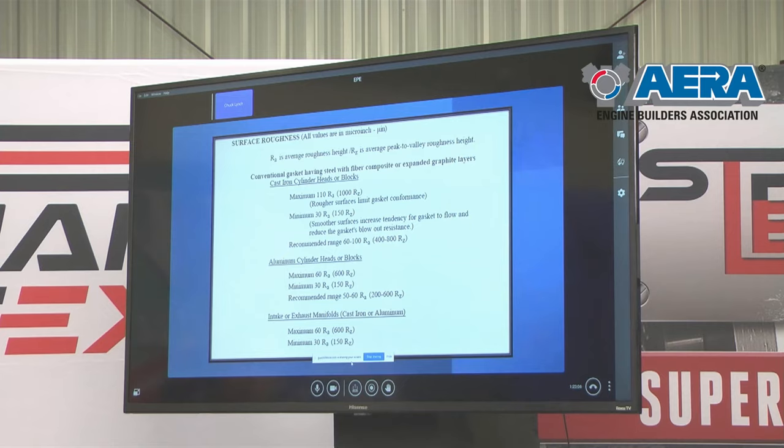we basically set parameters for composite gaskets at 100 to 300 RZ, and for MLS a max of 150, and shoot for lower numbers on those. Aluminum heads, because of the higher expansion and contraction rates, the numbers show to be lower there, so you want those with the lower surface finish. Intake and exhaust manifolds, many of those are a steel gasket, so you treat them like an MLS and run with those lower numbers. So there's a maximum of 60 RA, but I would target lower.